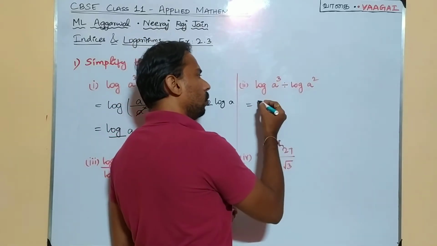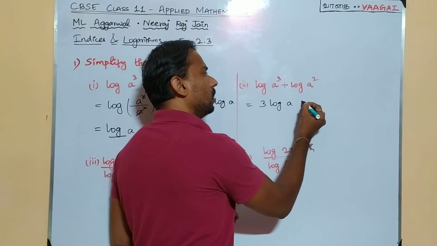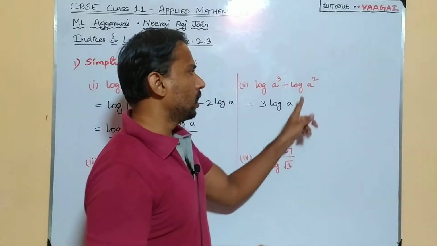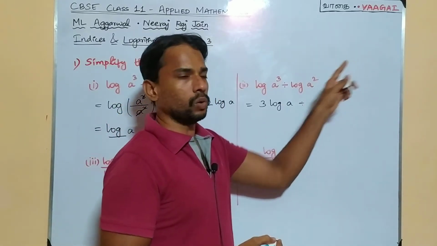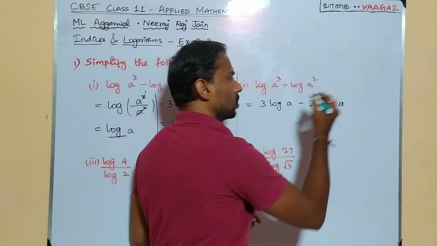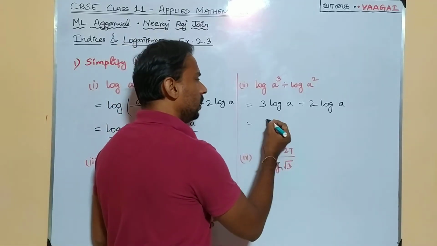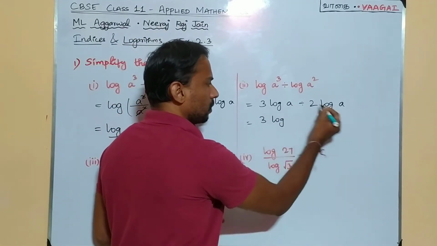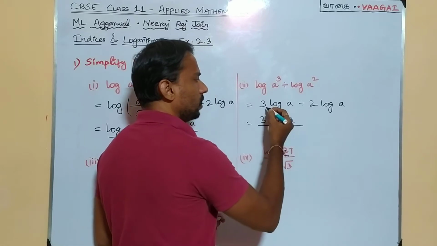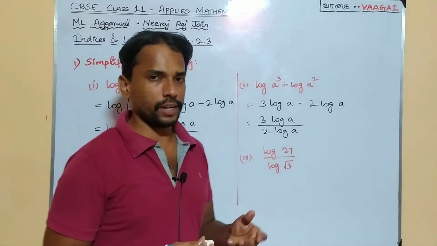So when you use the power rule, what happens? This log a power 3 will become 3 log a divided by, now come here, we have log a power 2. So this will become what? It will become 2 log a, okay. I hope it is clear to you. So this is like 3 log a divided by 2 log a. I can in turn write the same expression like this, right? I can just write it as a fraction, is it or not? I can still do that, right?